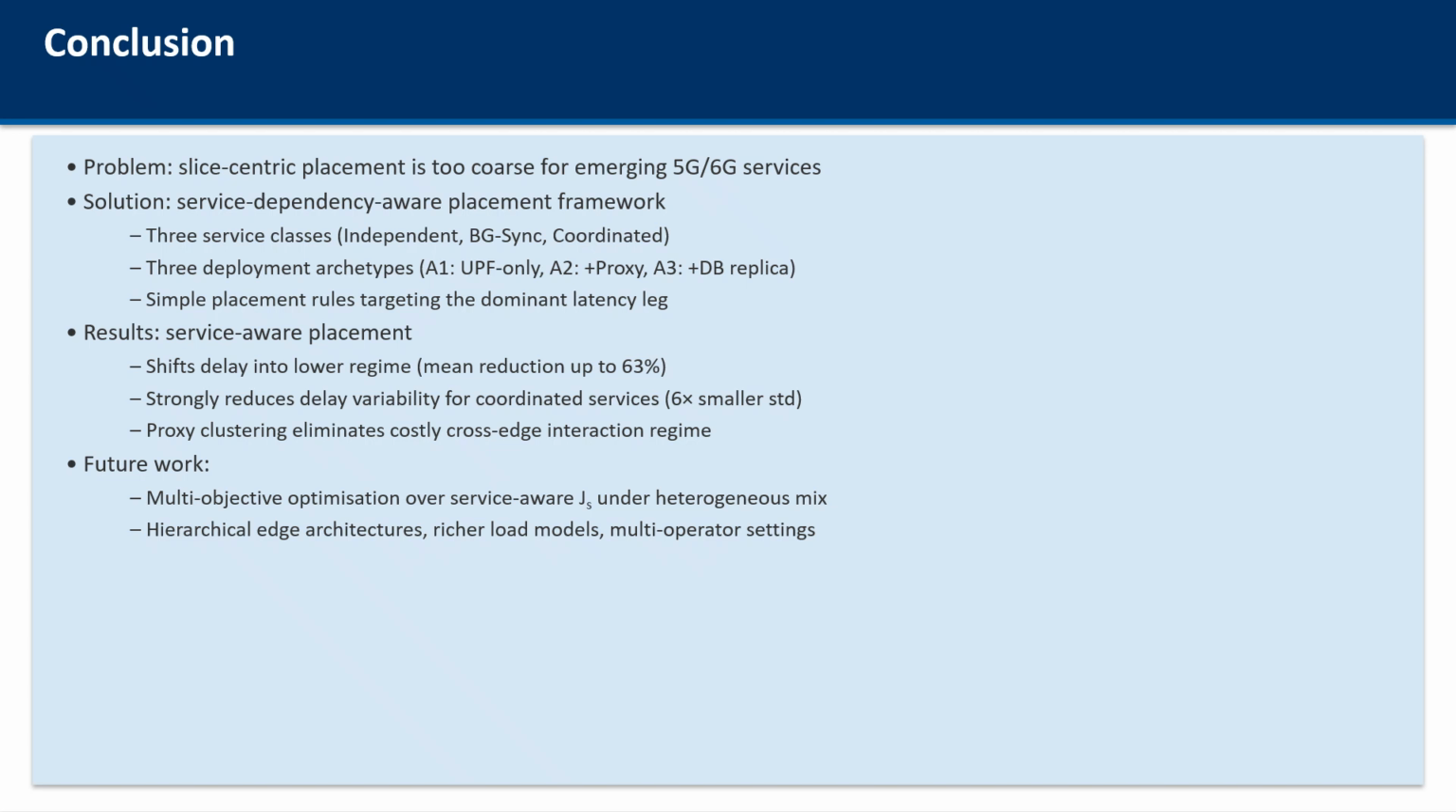To conclude, slice-centric placement is too coarse a signal to capture the latency structure of emerging 5G and 6G services. We proposed a lightweight service dependency-aware framework that classifies services into three categories and maps them to deployment archetypes with actionable placement rules. The numerical evaluation on a stylized topology shows that service-aware placement not only reduces mean delay by up to about 60% for the simpler classes, but also dramatically reduces delay variability for real-time coordinated services by a factor of 6 in standard deviation. The mechanism is structural. Proxy clustering eliminates the costly cross-edge interaction regime entirely.